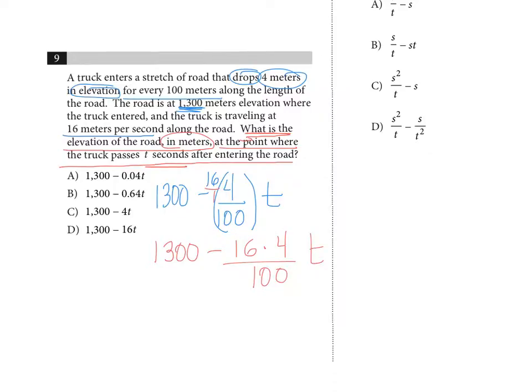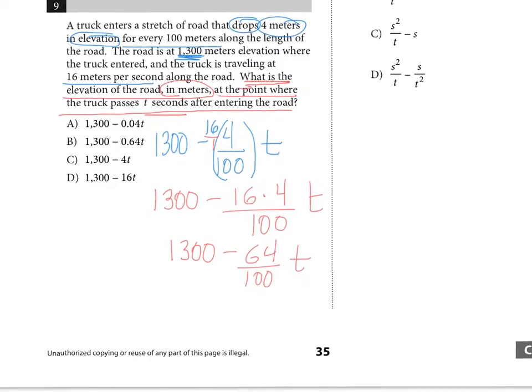So what is 16 times 4? That would be 64. So this is 1,300 minus 64 out of 100. And every time it's out of 100, what are we supposed to do with the number on the top? Move the decimal twice to the left. So when you move that to the left, it's going to be 1,300 minus 0.64, because the decimal is at the end, so you move it twice to the left, so it's 0.64. And that gives you the answer to be B. So 9 is B. Okay.